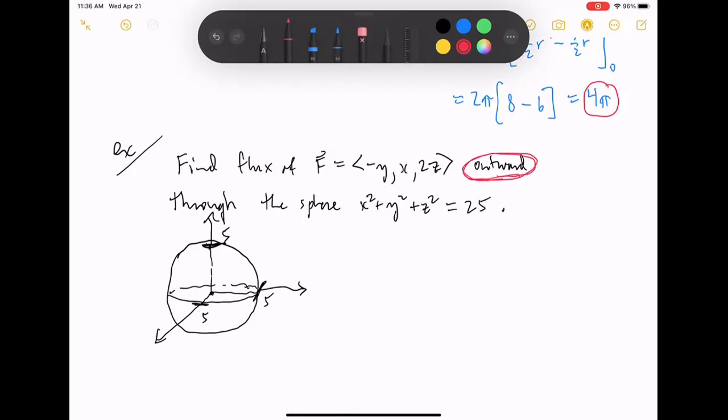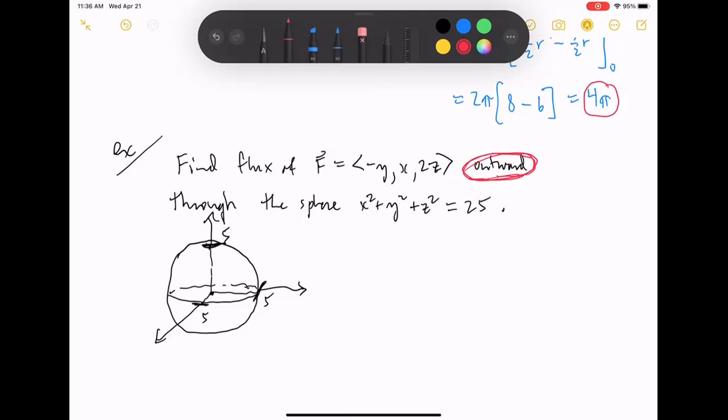I asked for the outward flux, which means that at every point on this surface I want the normal vector to point outward. The reason you do this sort of thing, by the way, is oftentimes you'll have some kind of source in the middle of a surface, and everything will be coming out from that source itself. And you want the outward flux through the surface.